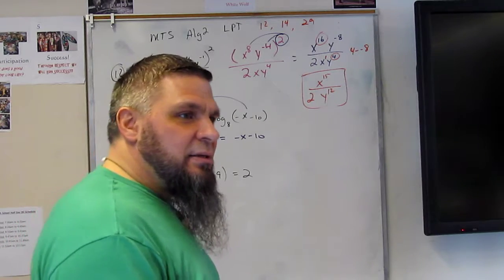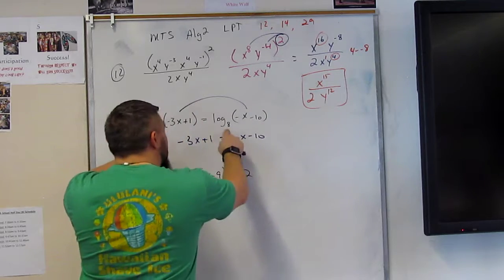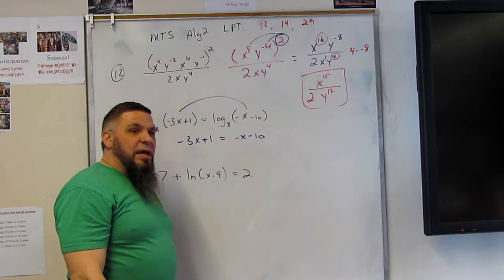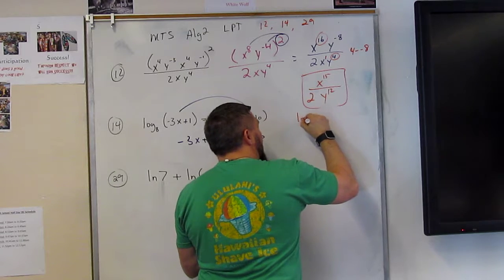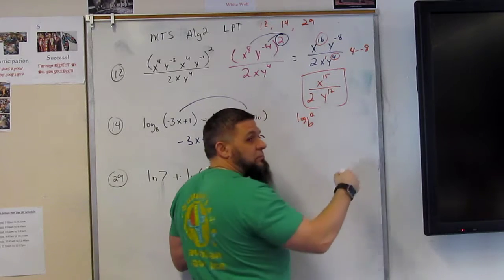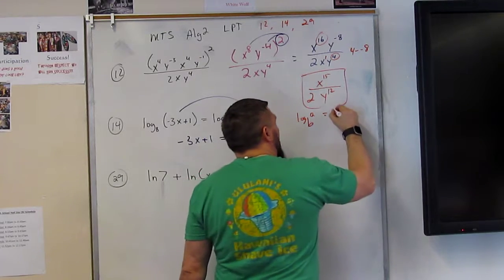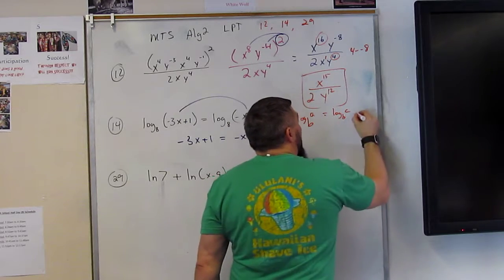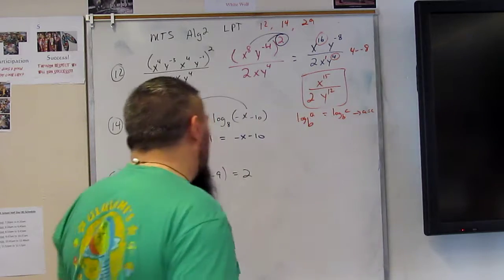Is that easy? And then it's just algebra. If these bases are the same, then these have to be equal. In other words, if the log base b of a is equal to the log base b of c, then a equals c. That is basically how you would write that.